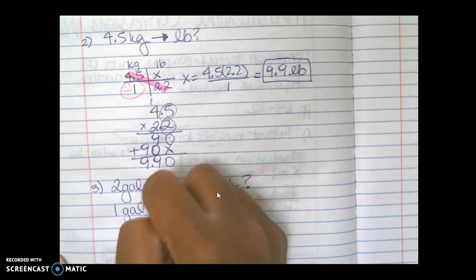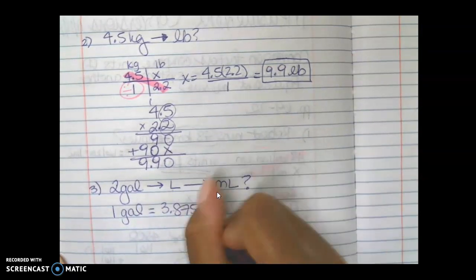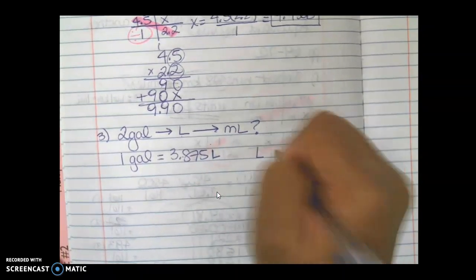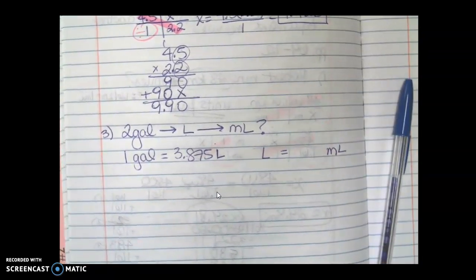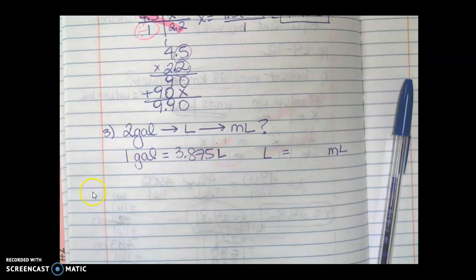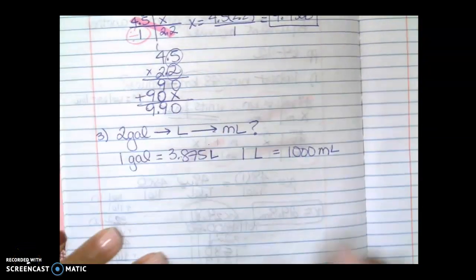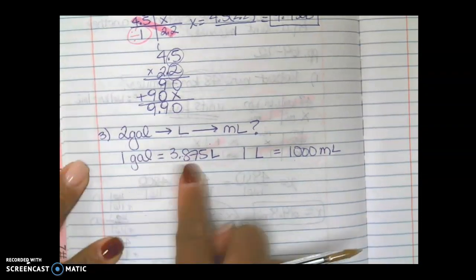Okay? So 3.875. Now I need to know how many milliliters are in a liter. So that's another conversion that I need to write. Liters, milliliters. Yes, it's on the back wall over there. Find out how many milliliters are in a liter. There are a whole bunch of milliliters in 1. I'm going to multiply, which means I need to move my decimal how many places? To the right, how many times? 3. So let's go ahead and convert this.